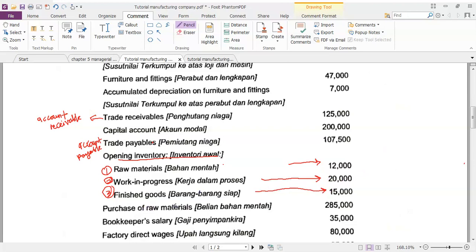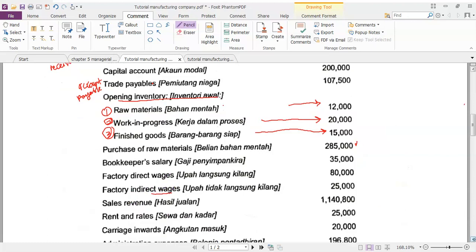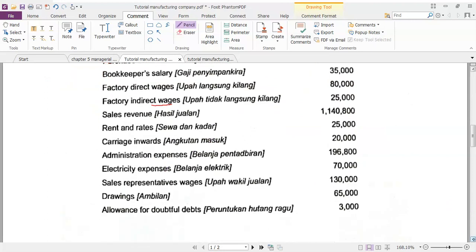Okay, and then purchase of raw material, bookkeepers' salary. Okay, bookkeepers, factory direct wages, factory indirect wages, salary, sales, rent and rate, carriage inwards, admin expense, electricity, allowance for that. All this is the list of accounts.